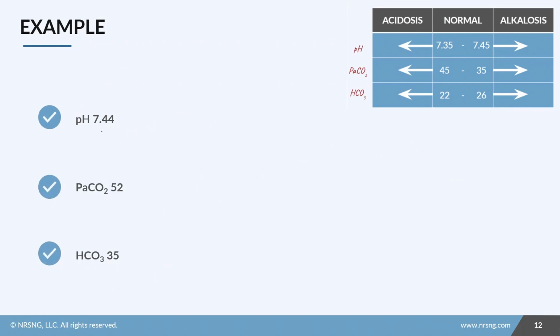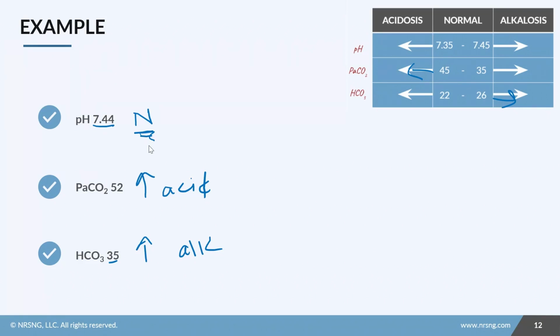Step one, pH of 7.44. That's normal. A PaCO2 of 52. That is high. That's acidosis. A bicarb of 35. That is also high, which represents alkalosis. All right. So this is where you have to use your critical thinking skills. My pH is normal, but both my PaCO2 and my bicarb are abnormal. So there is something wrong, right?